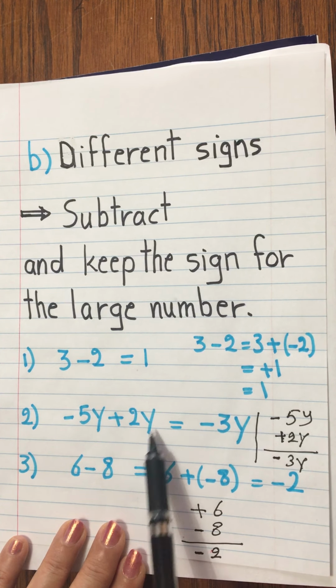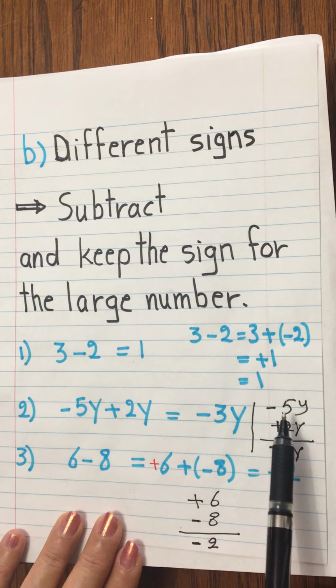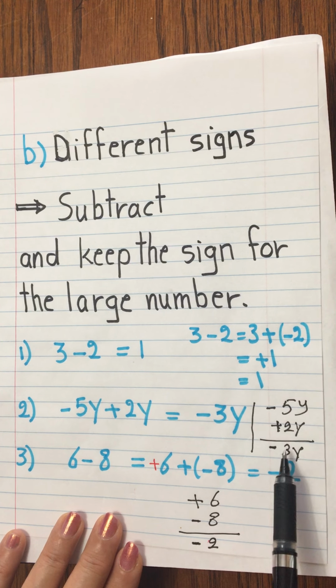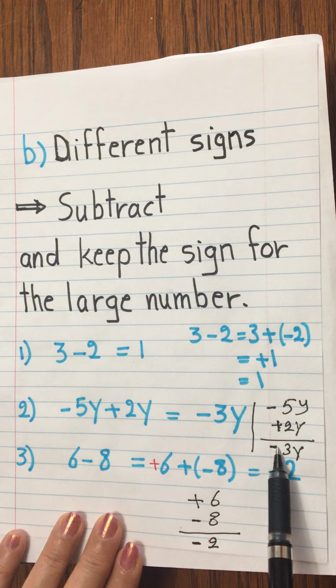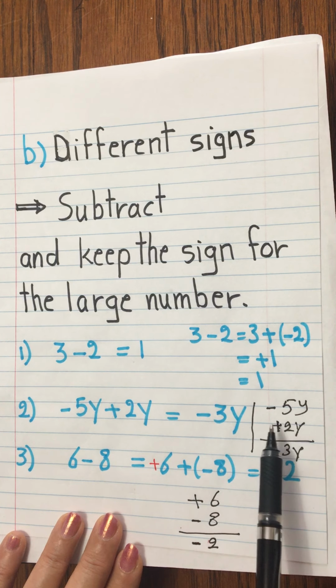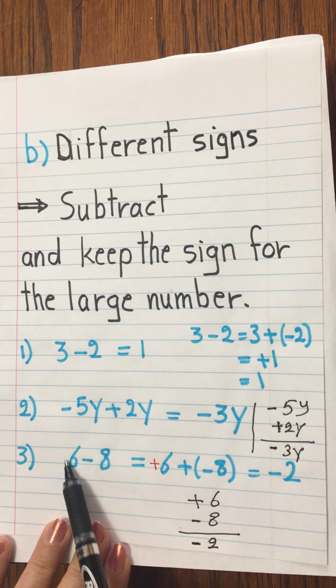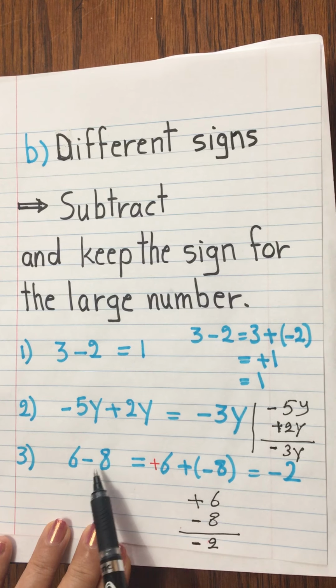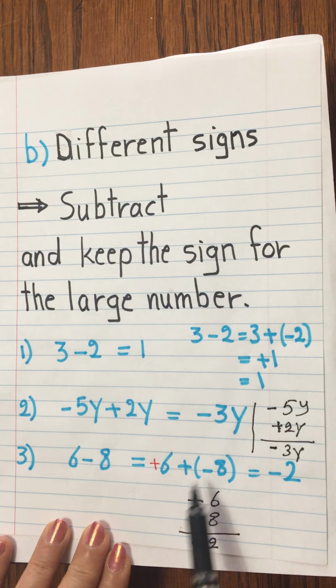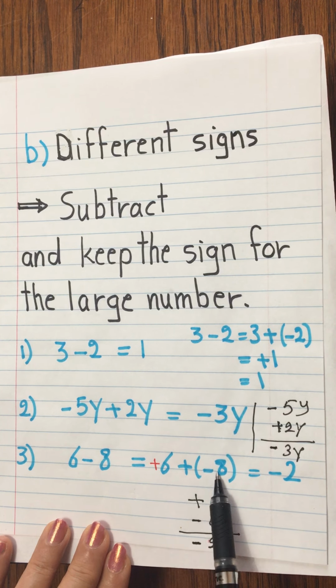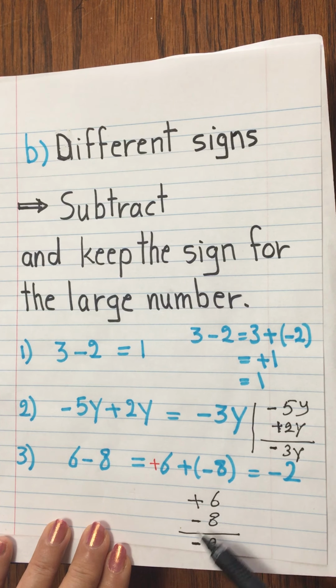Negative 5y plus 2y equals negative 3y. Negative 5y and positive 2y have different signs. Subtract to get 3y and keep the negative sign of the larger term. 6 minus 8 means positive 6 plus the opposite of positive 8, which is negative 8. So I can have negative 2. Different signs, subtract 8 minus 6, 2, and keep the sign of the larger number, so the answer is negative 2. This is how I would do it vertically.